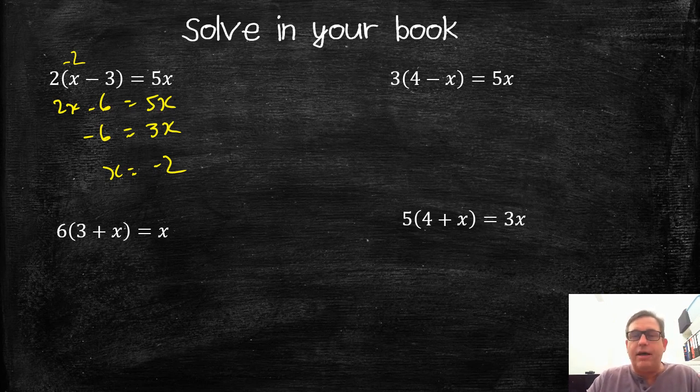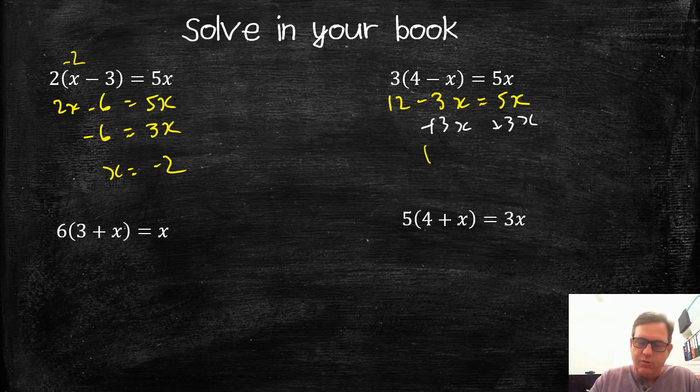Again, the next one, 3 times bracket 4 minus x. I don't want to divide by 3, the right side gets messy, so I'm going to expand. 12 minus 3x equals 5x. Which is smaller, minus 3x or 5x? Minus 3x is smaller, so I'm going to add 3x to both sides. So 12 equals 8x. Now what do I need to do? I need to divide by 8. And so x equals 12 over 8, which simplifies to x equals 3 over 2.